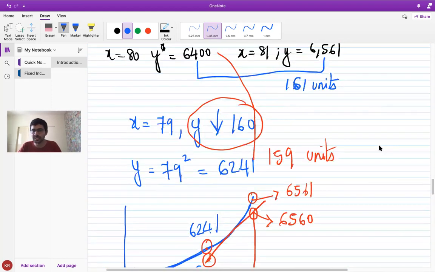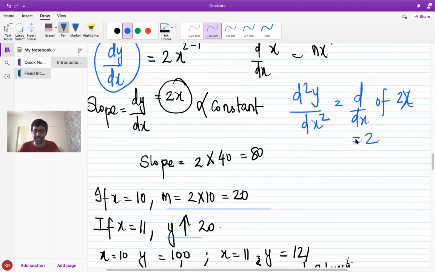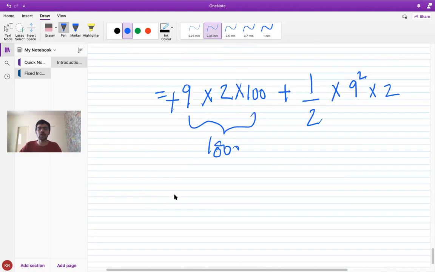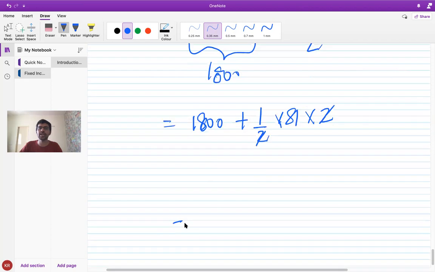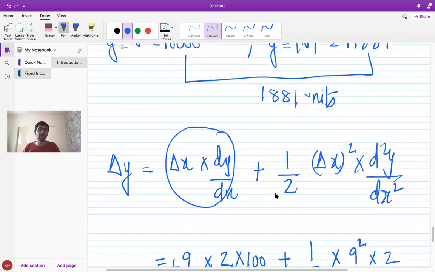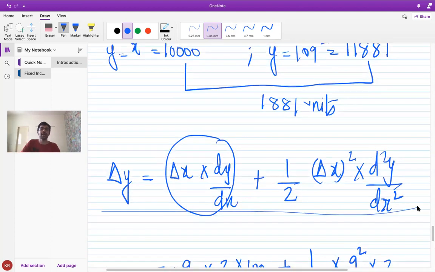We calculated it somewhere. d square y by dx square, which is the second differentiation of y, is nothing but equal to 2. Now if we go ahead and solve it, we have 1800 units plus half into 81 into half again. These two get cancelled and we are going to get 1881 units. Now, if I straight away apply this formula, I can get the change in y for a given change in x.